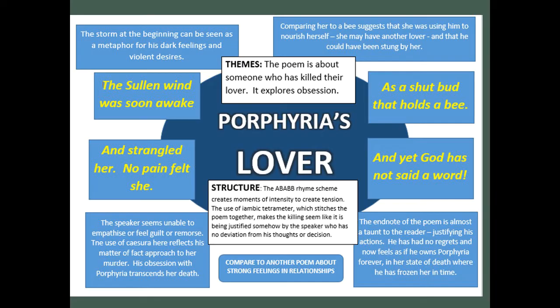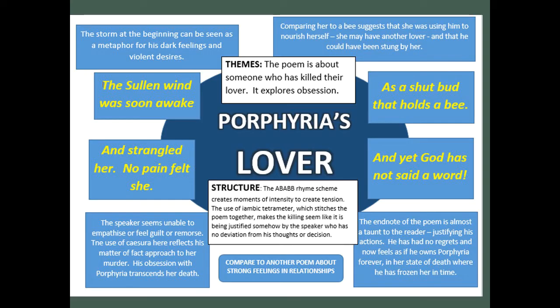So we've got "the sullen wind was soon awake." That's right at the beginning of the poem, and it could be seen as a metaphor for his dark feelings and his stirring violent desires. "And strangled her, no pain felt she." The speaker seems unable to empathise or feel guilt or remorse, and the use of caesura here reflects his matter-of-fact approach to her murder. His obsession with Porphyria transcends her death.